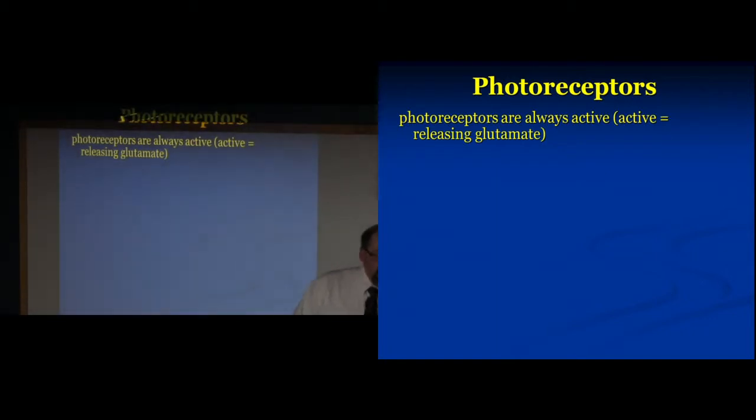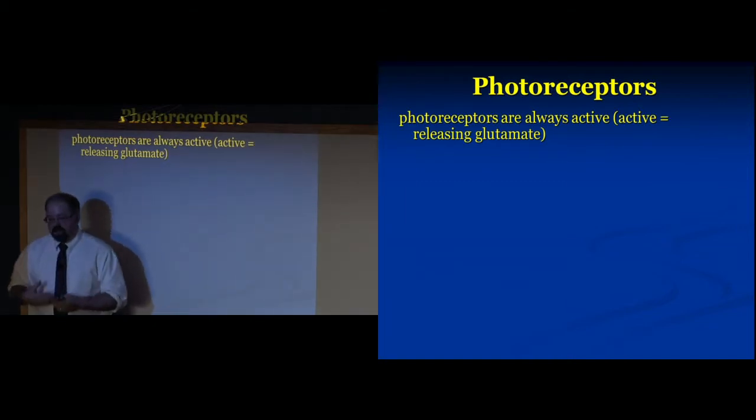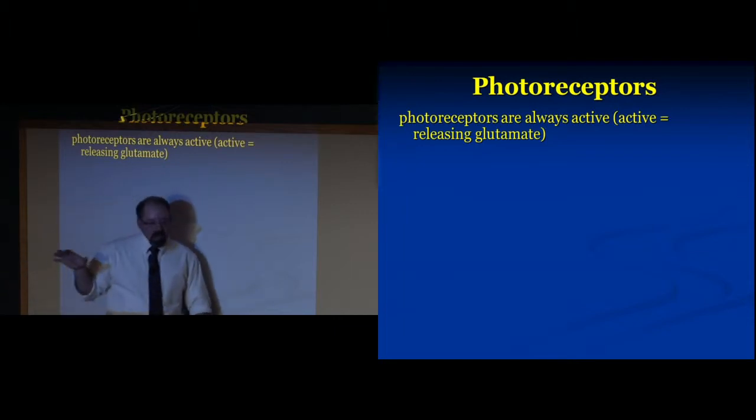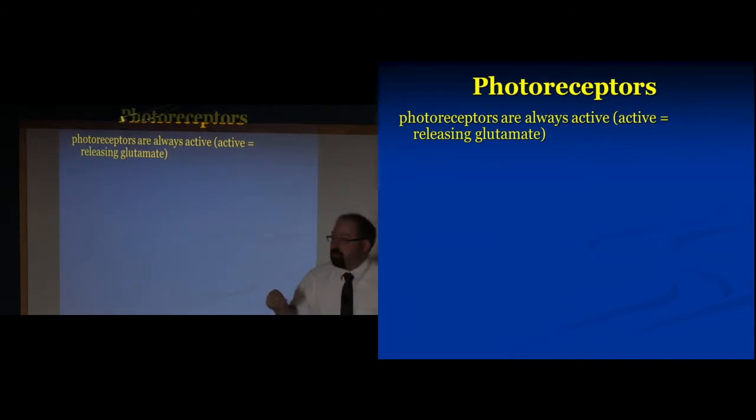that kind of still doesn't really make sense. How does reducing the amount of neurotransmitter I'm releasing at the photoreceptor eventually result in an action potential at a ganglion cell? And that's where I'm going to put some of this stuff together for you.